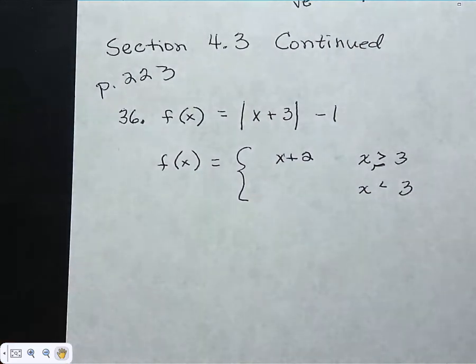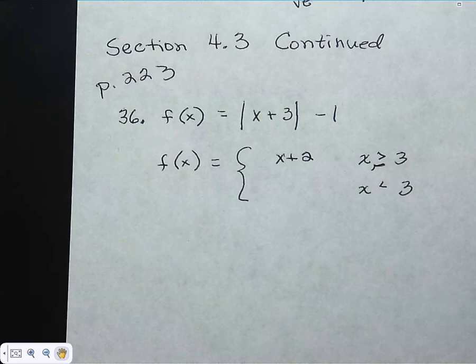And if I'm uncertain at all, I just pick a couple of numbers. Well, let's see if I choose a 3, do I get the same thing here and here? If I choose a 3, then I have absolute value of 6. 6 minus 1 is 5. If I put a 3 here, do I get the same thing? Yeah. If I'm still not sure, I'd try something else, but I'm pretty confident about that.